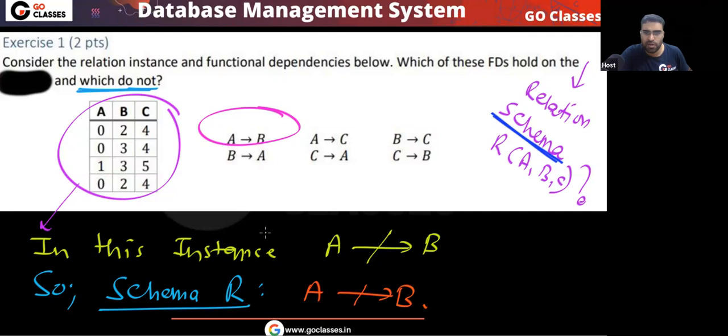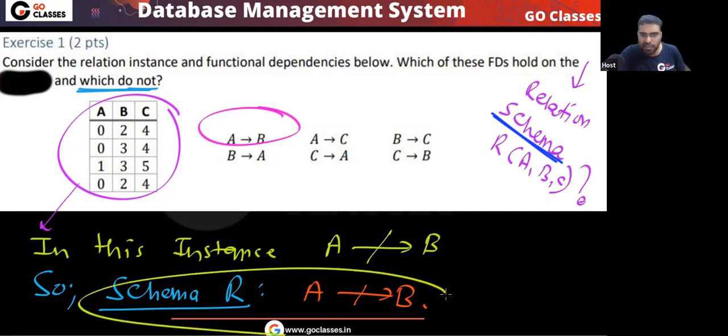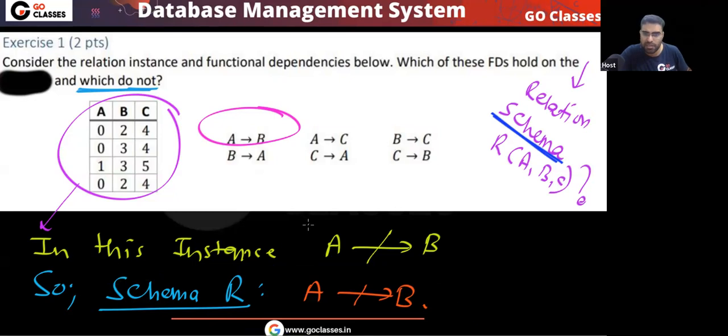So very simple point. Now you tell me, if I say that this schema does not satisfy A determines B, then is it possible that some instance will satisfy? Okay, we can say that the schema does not satisfy A determining B. But there can be some instance which can satisfy. Yes, some instance can satisfy, no problem. Is this clear?